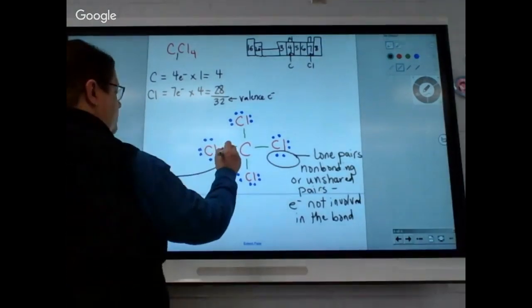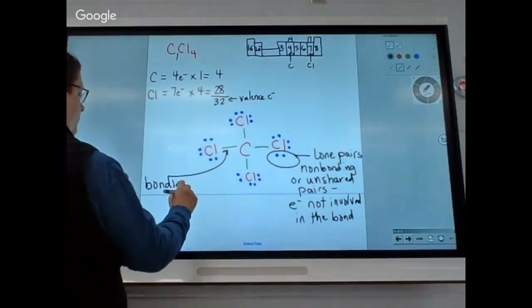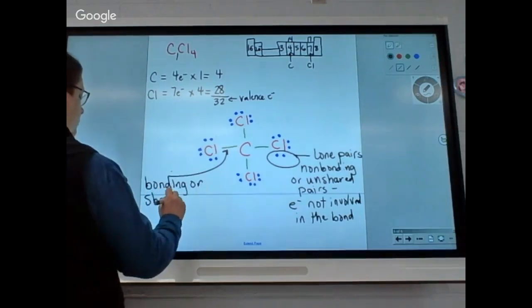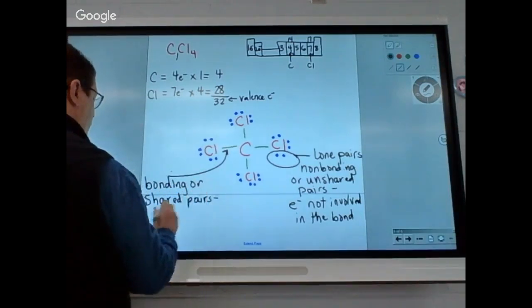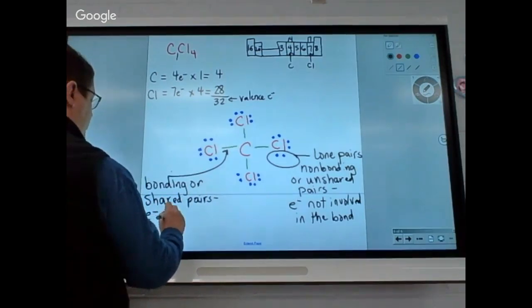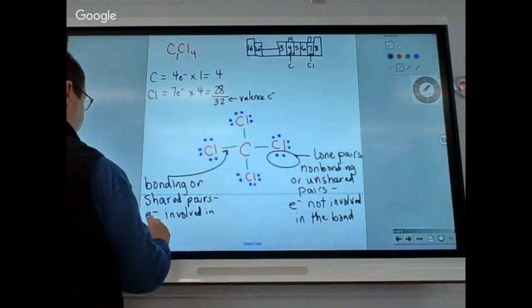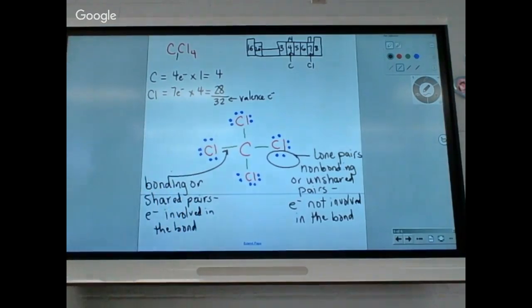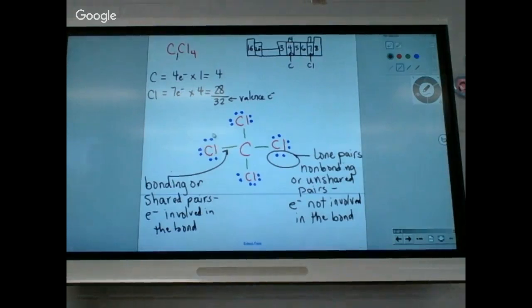The lines are called bonding or shared pairs. They're the electrons involved in the bond. Okay? But the lone pairs tomorrow will be very important for the geometries.